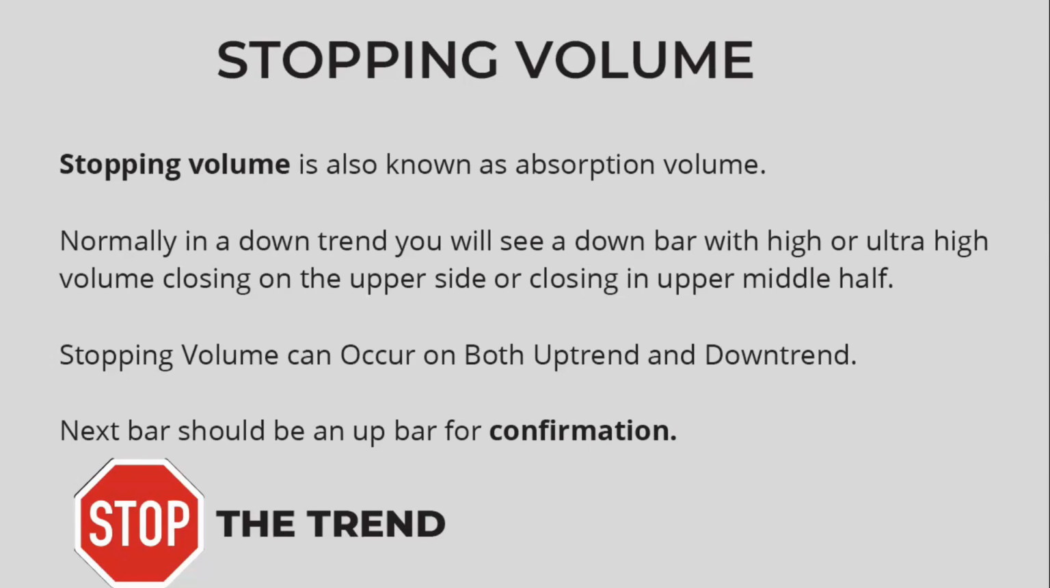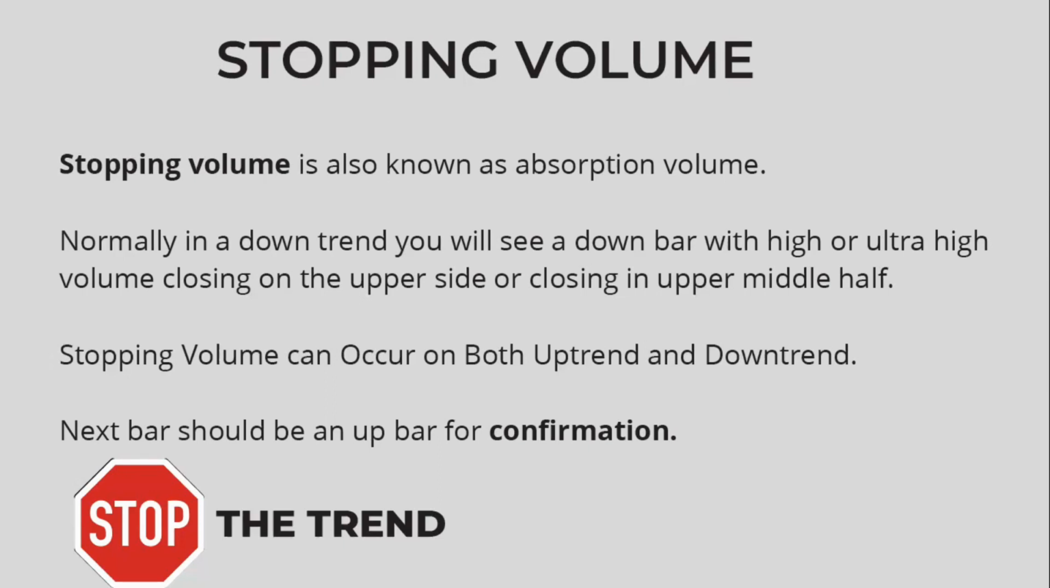Normally in a downtrend you will see a down bar with a high or ultra high volume closing on the upper side or closing on the upper middle half. In simple terms, it has similar features to a selling climax, but the closing has to be on the upper side. The volumes are almost similar in selling climax and stopping volume.